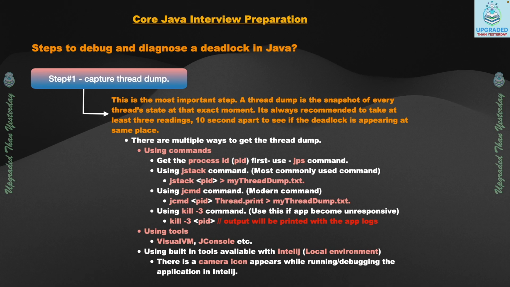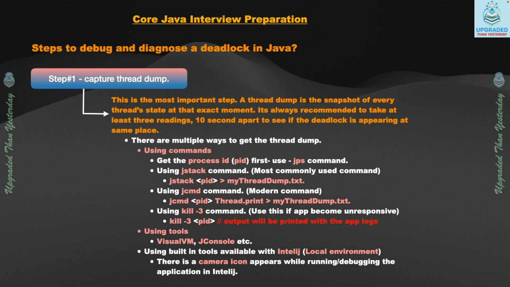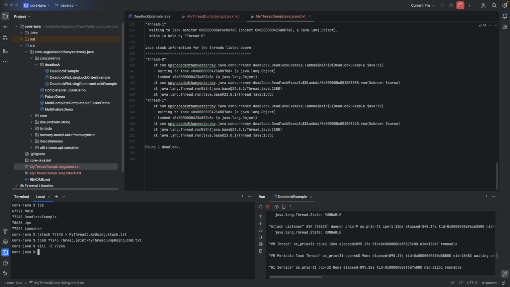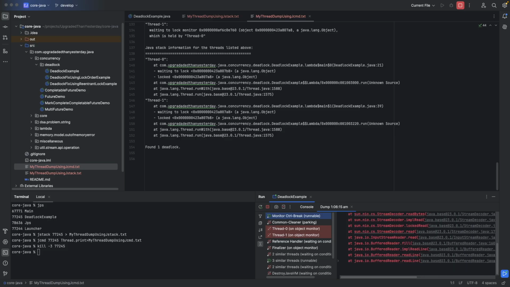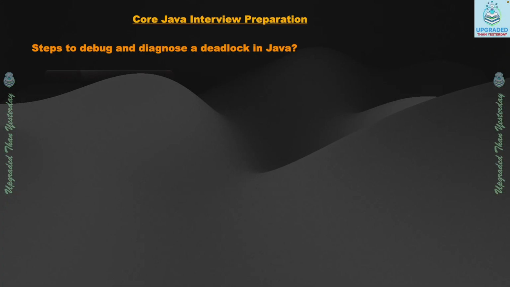There are various tools available like VisualVM, JConsole, etc. Those also can be used to get the thread dump. Locally, if you are using IntelliJ, then you can get the thread dump by clicking on the camera icon. It will print the thread dump. Since I am using IntelliJ, let me show you the camera icon. This icon, look at the cursor, and if you click on it, it will give you the thread dump, and you can see these are the thread dump logs. We have got the thread dump.